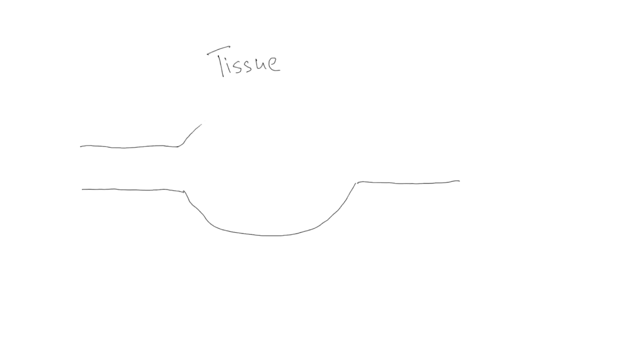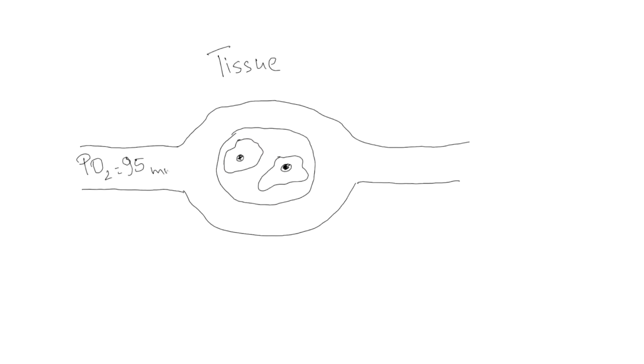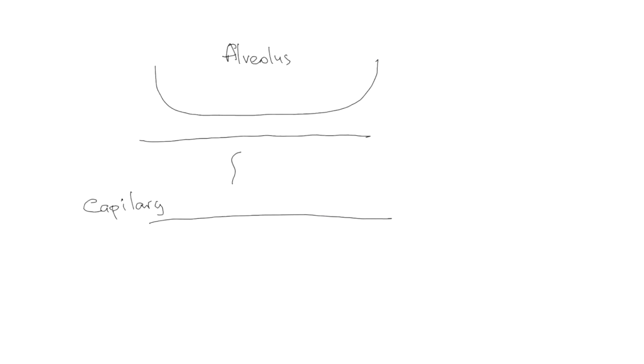When the oxygenated blood reaches the tissue, it diffuses into the cells, and thus the partial pressure dropped to 40. Now we're going to talk about hemoglobin. Normally, 97% of O2 is transported through hemoglobin. The other 3% are physically dissolved into blood.